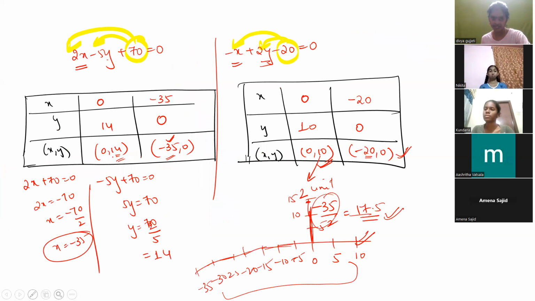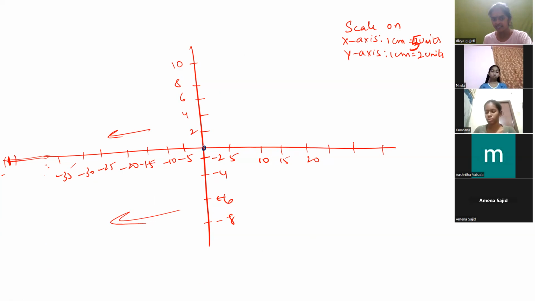Now let me go with the points. First point is 0, 14. So 0 on x-axis, 14 on y-axis. So I need to extend these points. So this point 0, 14: 0 on x-axis, 14 on y-axis.